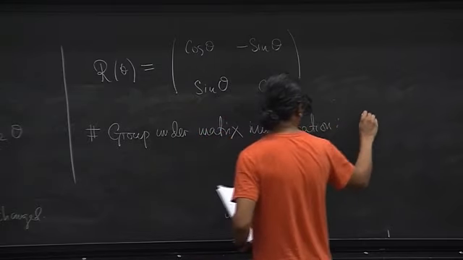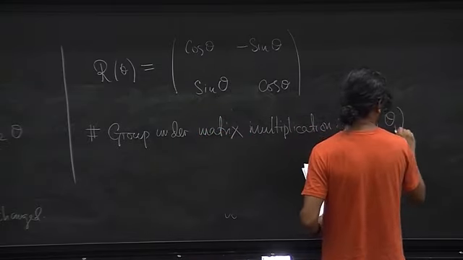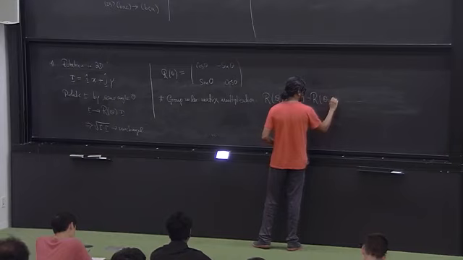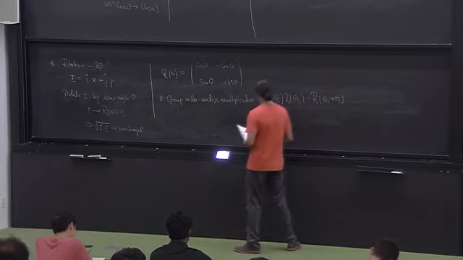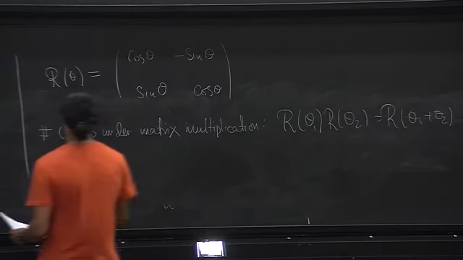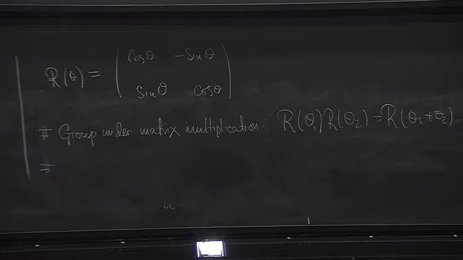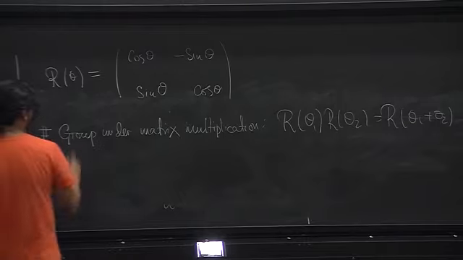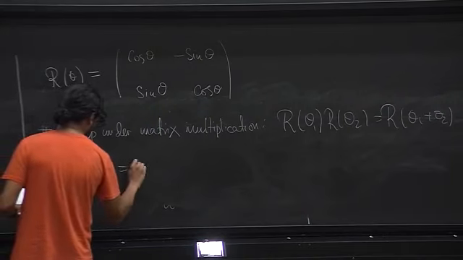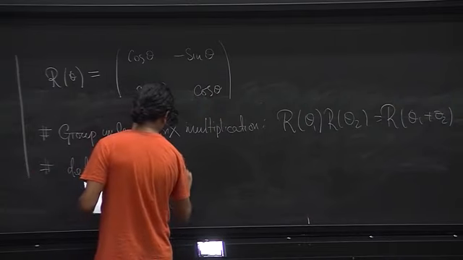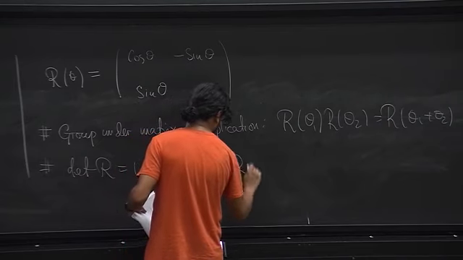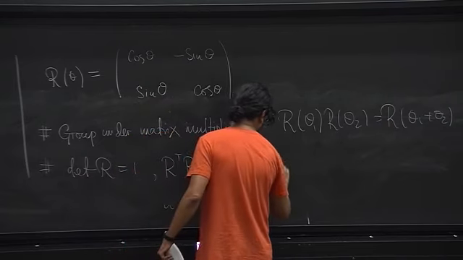And you can verify that this is the form of the matrix multiplication. And because addition of the angle is abelian, it's an abelian group. This condition, and the fact that it's connected to the identity, tells us that the determinants of these matrices must be 1, and that these matrices are orthogonal, which means the transpose of the matrix gives you the inverse of the matrix.